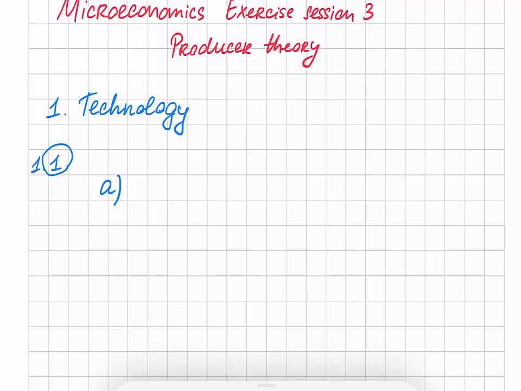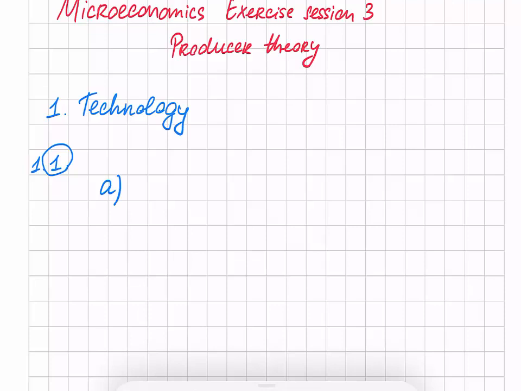Okay, so now we turn to exercises, and first we look at the first part on technology. So exercise number 1. How would you represent in the production function specification the fact that A. The technology does not allow for the substitution between the factors of production. So here we see that we cannot substitute the factors of production one for another, x1, x2.